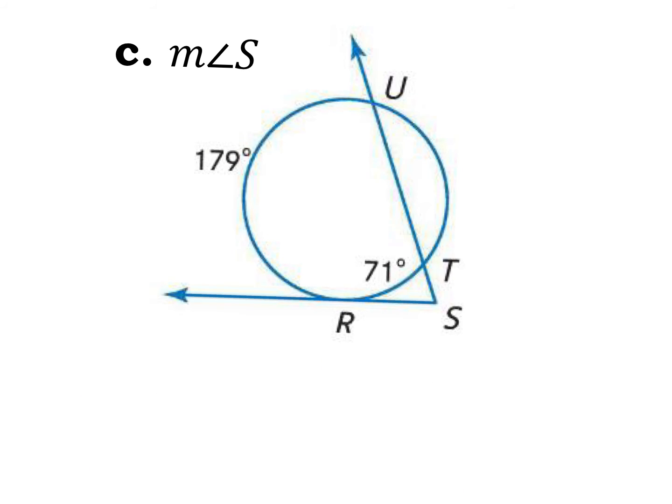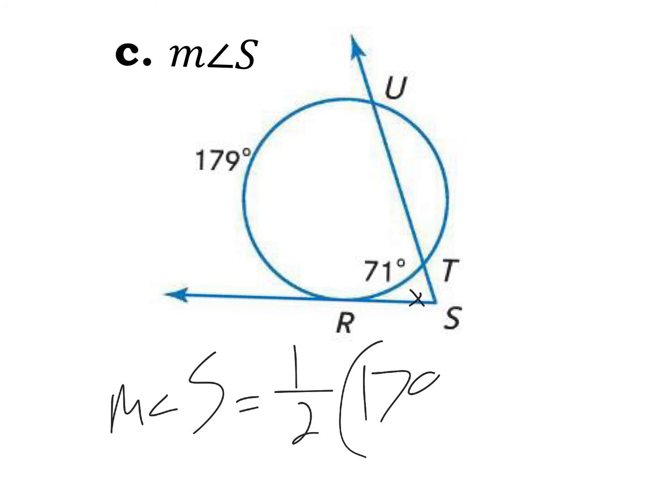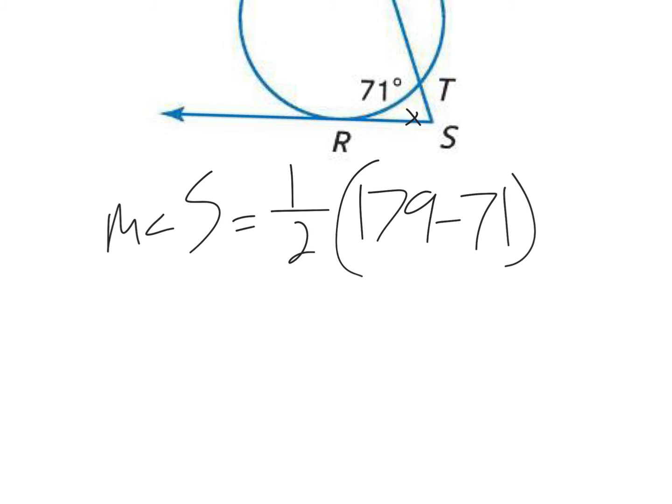Here I'm looking for angle S. So the measure of angle S, that one's just the formula one. Just do 1/2 and you have the major arc, or the bigger arc I should say, minus, since 179 is not a major arc, minus 71. And so 79 minus 71 divided by 2 is going to be 54 degrees. So measure of angle S is 54 degrees.